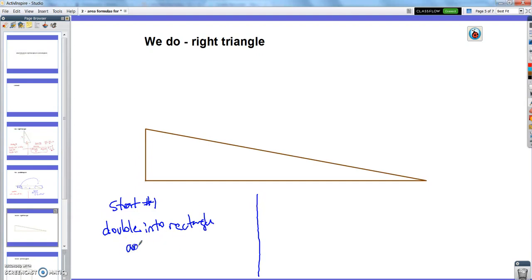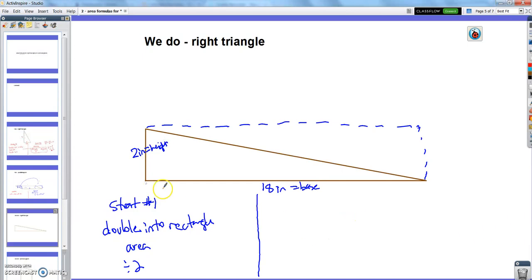Find the area and divide by 2. Right, so we would take, let's just say this is 2 inches and this is 18 inches. So what we do is just double this thing into a rectangle. Do this base times this height, and divide it by 2.